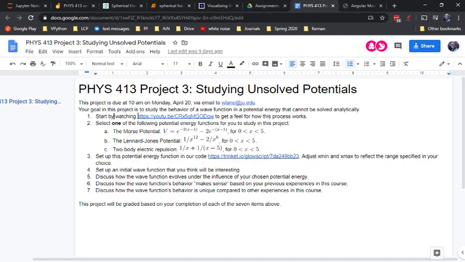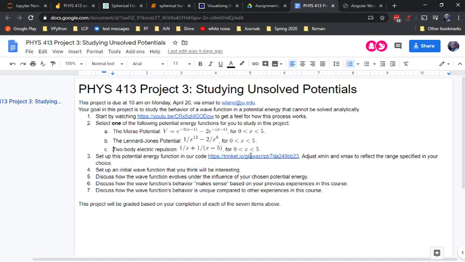There's no technical secret or anything. It's just a video of me saying, hey, here are some examples of unsolvable potential energies. Let's use our code. For the project, I'm asking you to choose one of these potential energy functions. So there's the Morse potential, which is used for atomic interactions, the Lennard-Jones potential, also used for interatomic interactions, and two-body electric repulsion. So this is just Coulomb's law with 2 different repulsive poles.